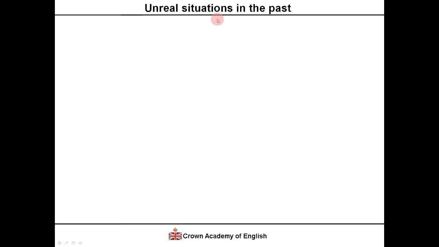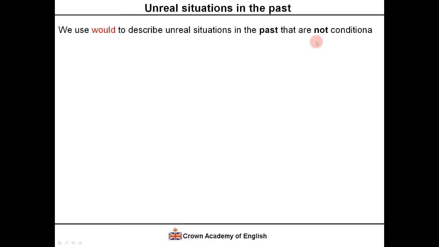And finally, unreal situations in the past. So we use would to describe unreal situations in the past that are not conditionals. Okay, sometimes we have an unreal situation in the past, but they are not conditionals. They are not if statements. The form is would followed by have followed by the past participle. And have plus the past participle, this is called a perfect infinitive. So this is a perfect infinitive.